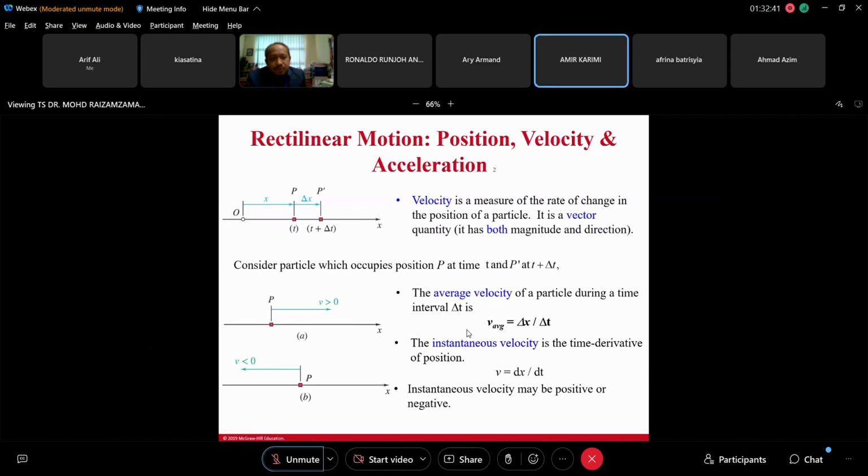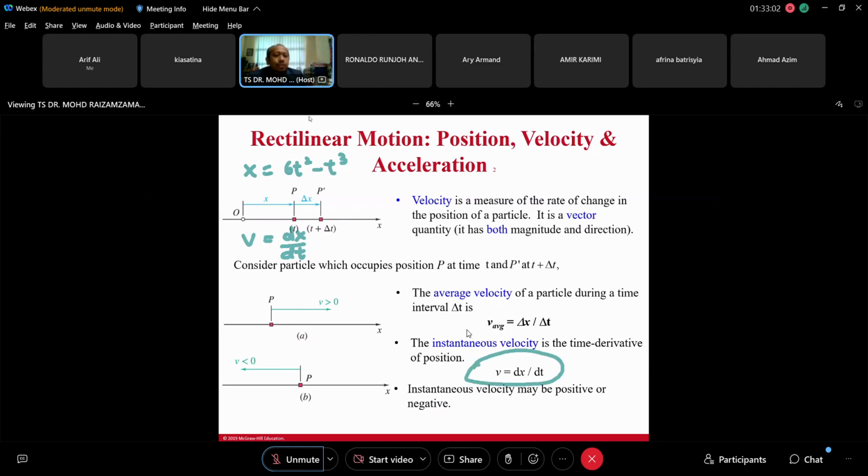Differentiate. You differentiate the position, right, with respect to time, because it is motion in time. So you differentiate x over dt. So the formula for v is dx over dt. To get the velocity, you differentiate the position.